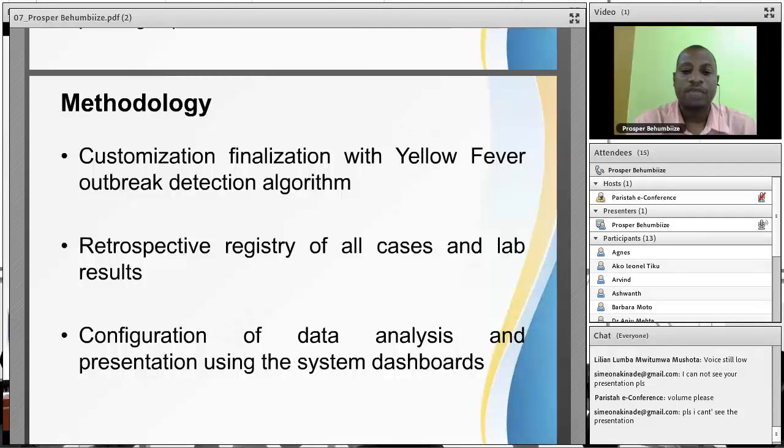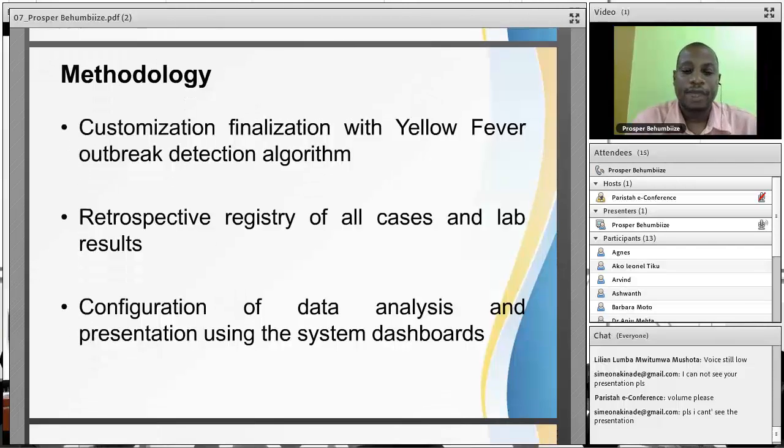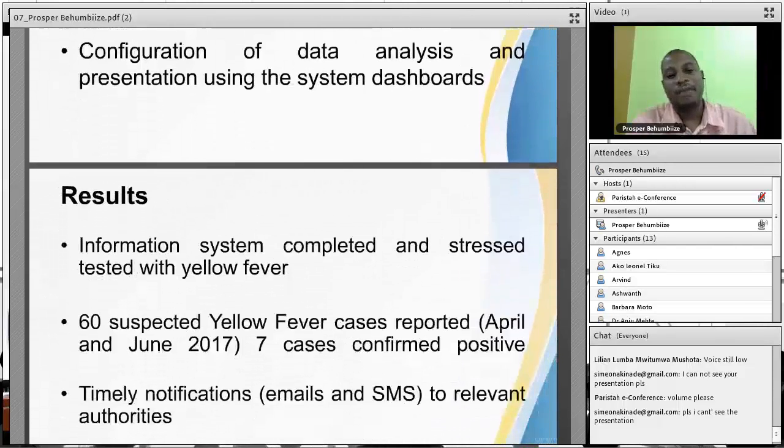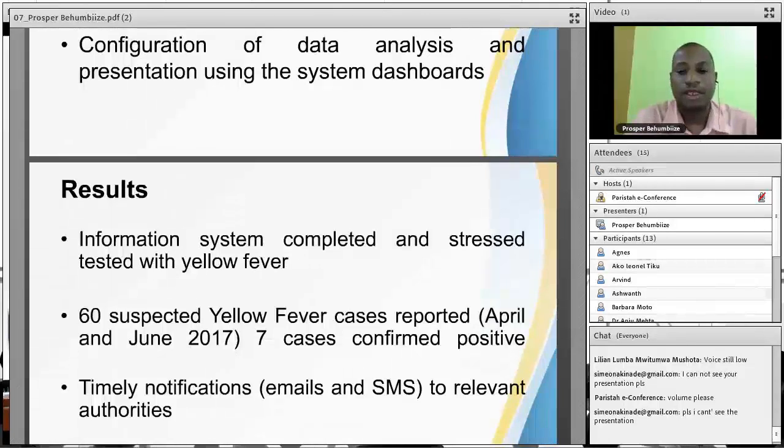In terms of methodology, we have developed this system based on open source software, the DHIS2 system, that is currently being used by many countries. We're now talking about over 60 countries, with over 20 of them in Africa. Having it on open source makes it very easy to scale.